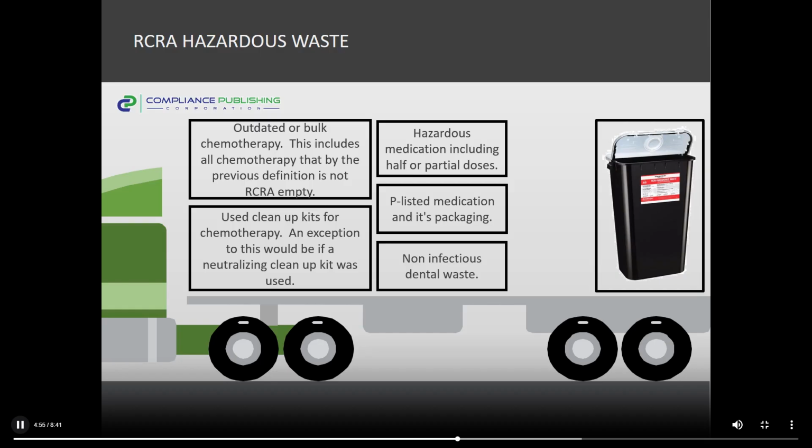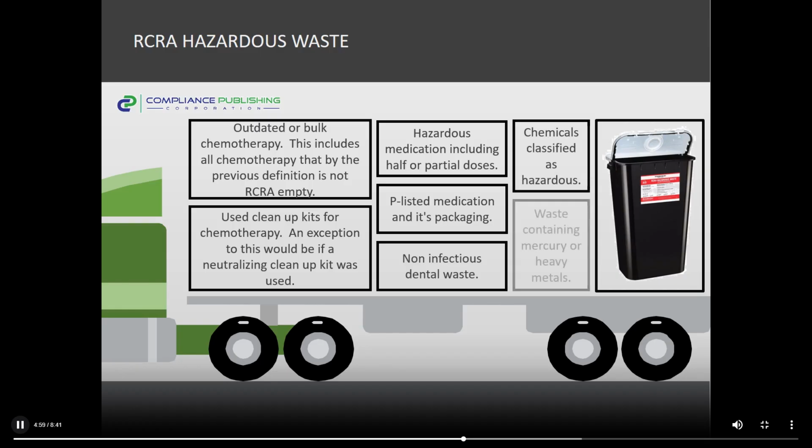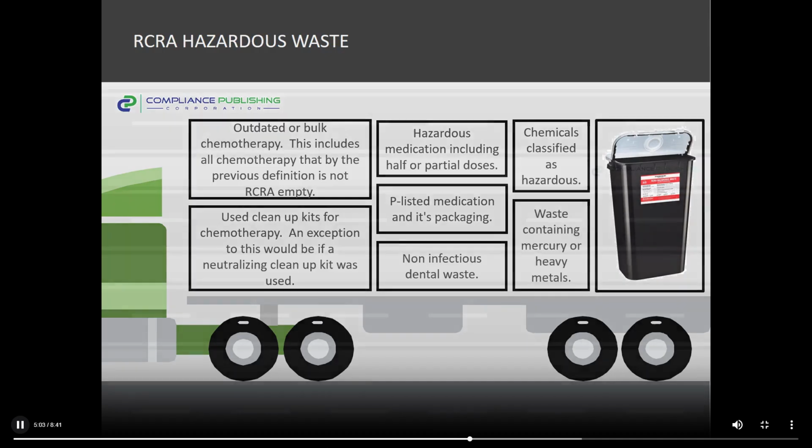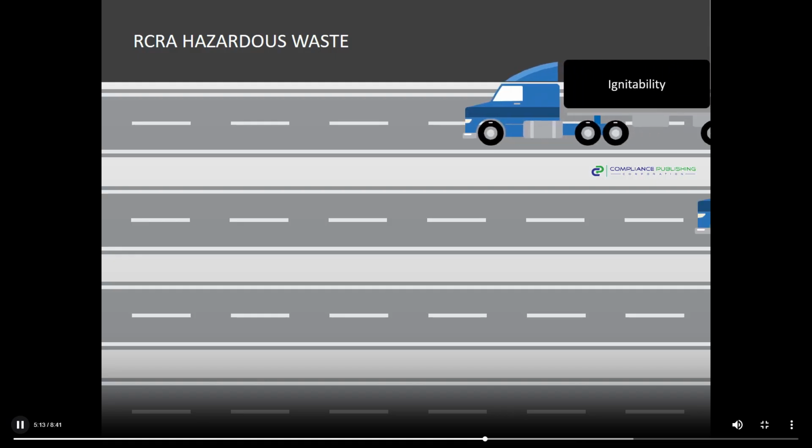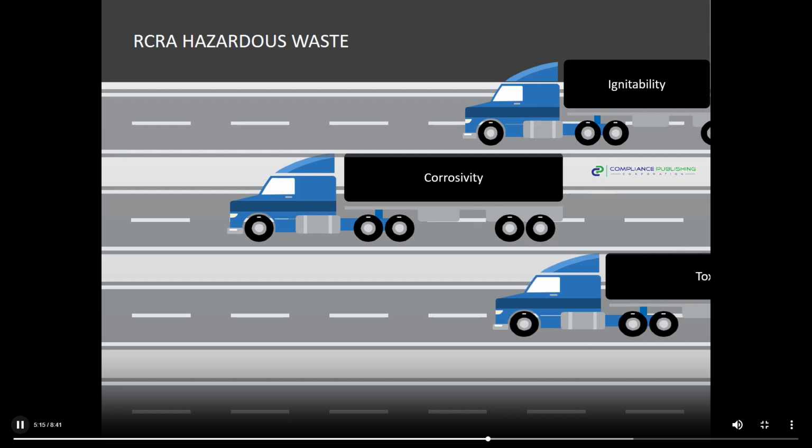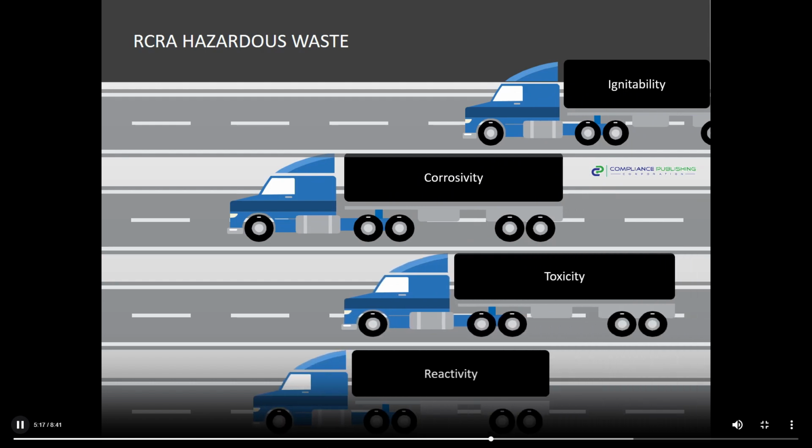Non-infectious dental waste, chemicals classified as hazardous, waste containing mercury or heavy metals. It's important to remember hazardous waste is characterized by possessing one of the following properties: ignitability, corrosivity, toxicity, reactivity.